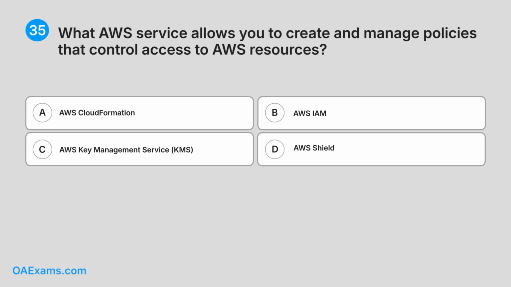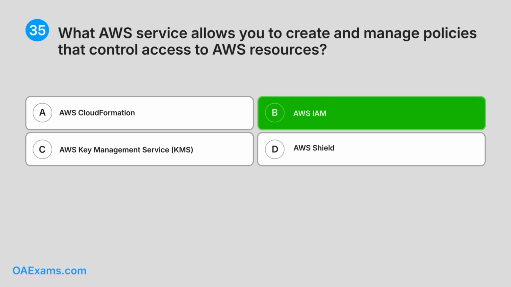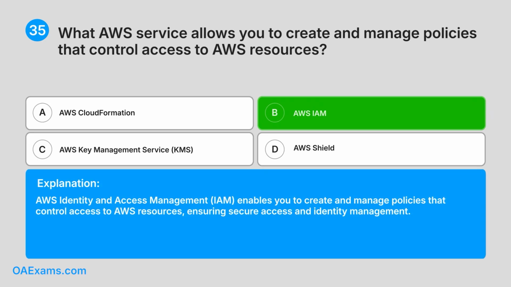Correct answer B. Explanation. AWS Identity and Access Management, IAM, enables you to create and manage policies that control access to AWS resources, ensuring secure access and identity management.